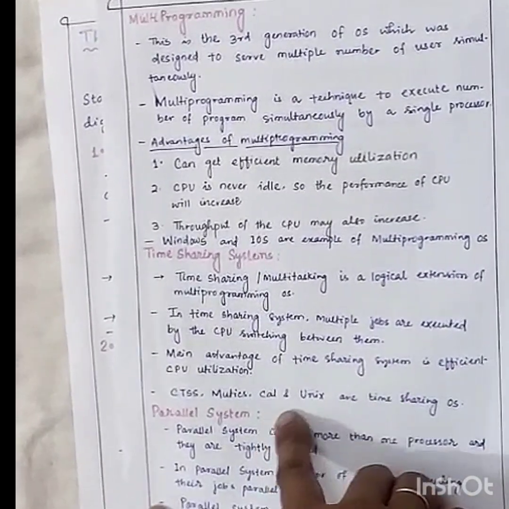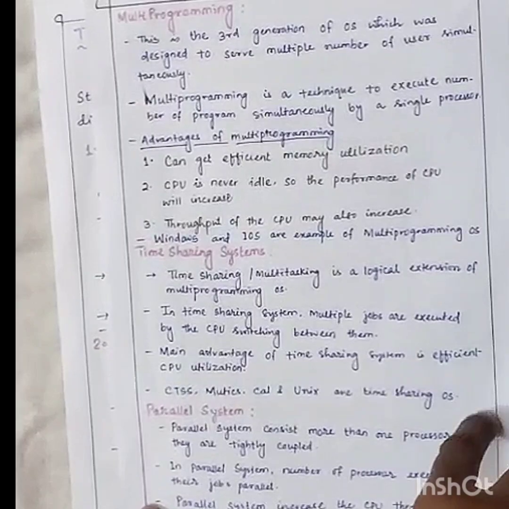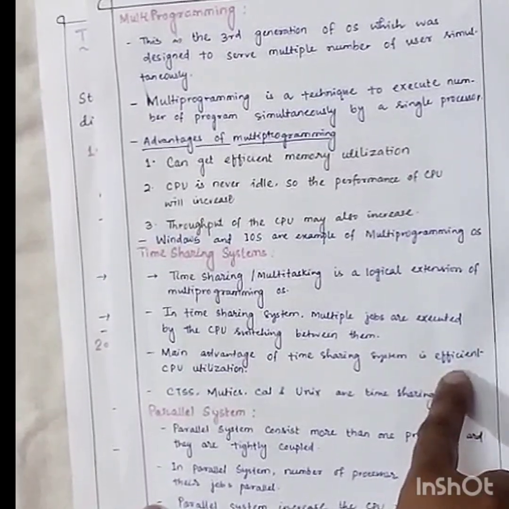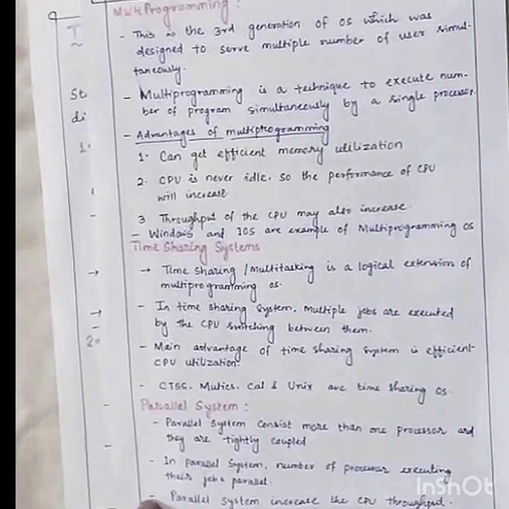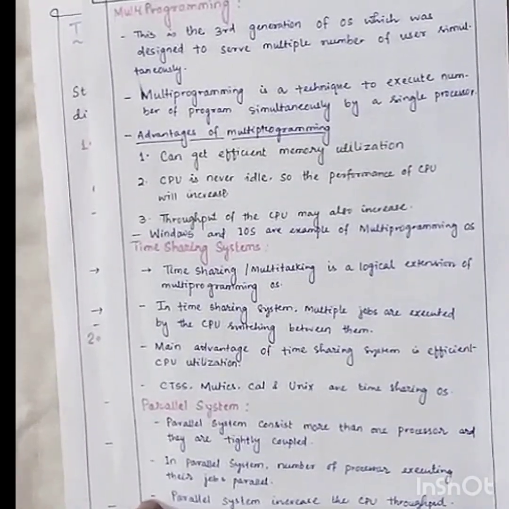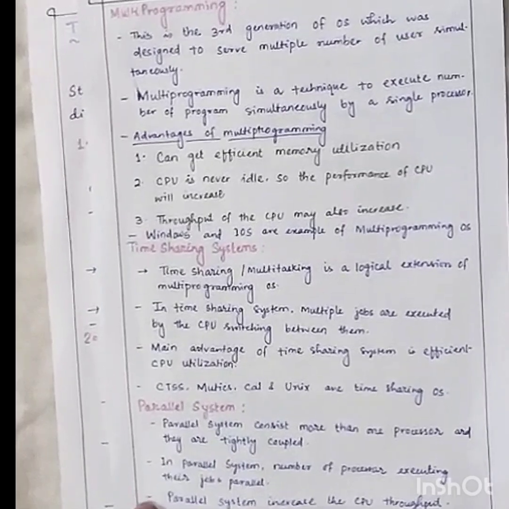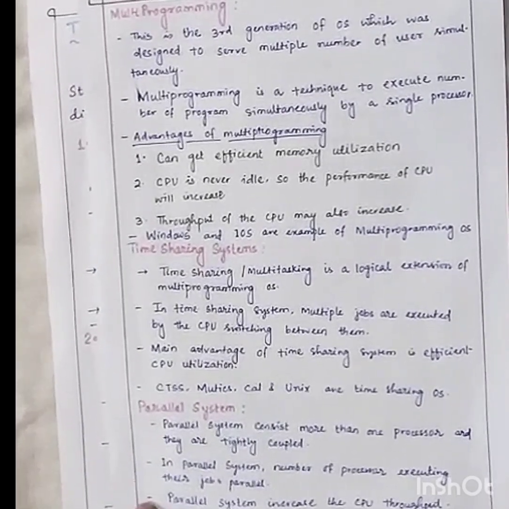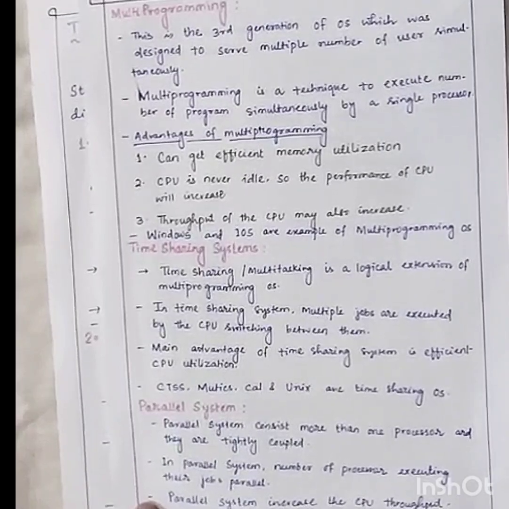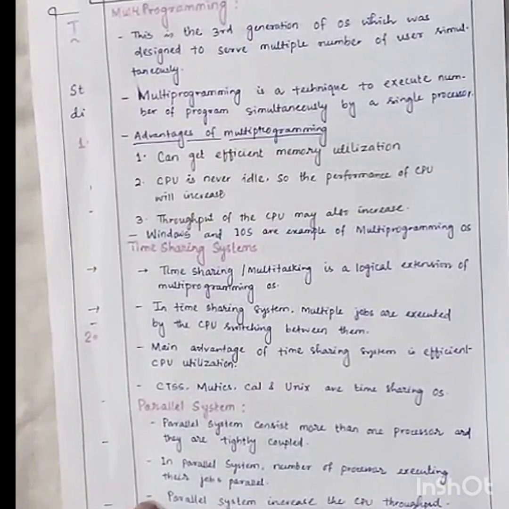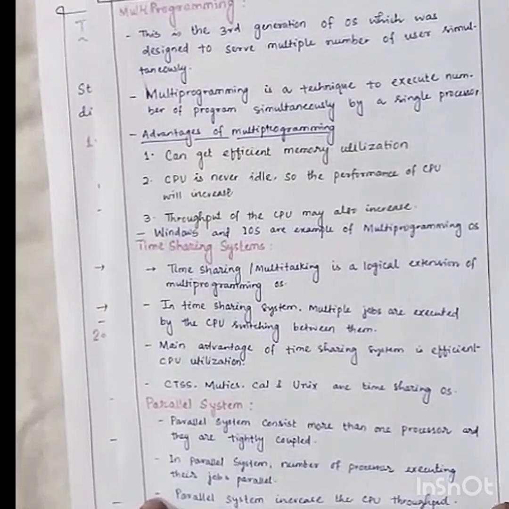The main advantage of the time-sharing system is efficient CPU utilization. In this time-sharing system, the CPU never gets idle. If there is some request for printing or some request for IO processing, then the program will be switched out from the CPU and the next program will get inserted into the CPU. CTSS, Multics and Unix are some examples of time-sharing operating systems.